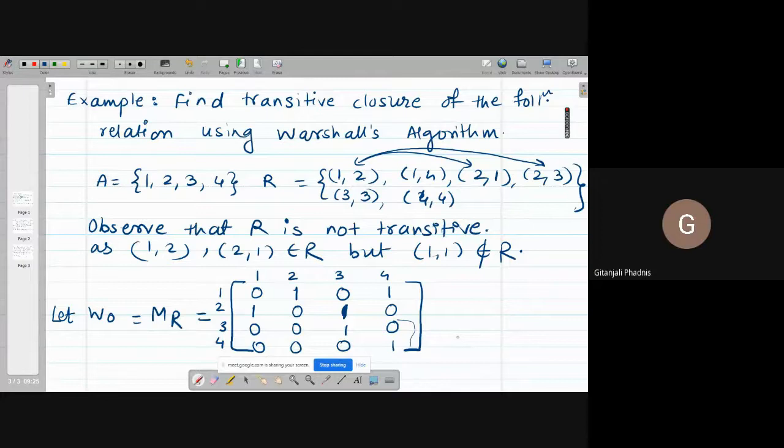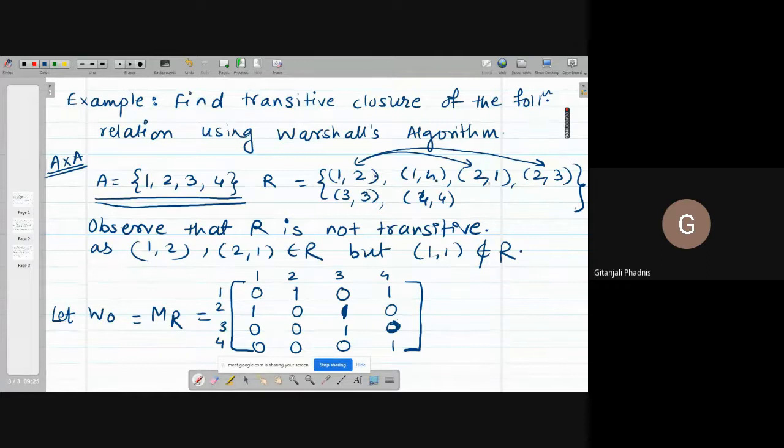Okay. So the ordered pair, tell me from A, how many ordered pairs are possible? How many ordered pairs will be there in the Cartesian product A cross A? 16. I am saying it will be (1,1), (1,2), (1,3), (1,4), (2,1), (2,2), (2,3), (2,4). Likewise, 16 ordered pairs are possible.